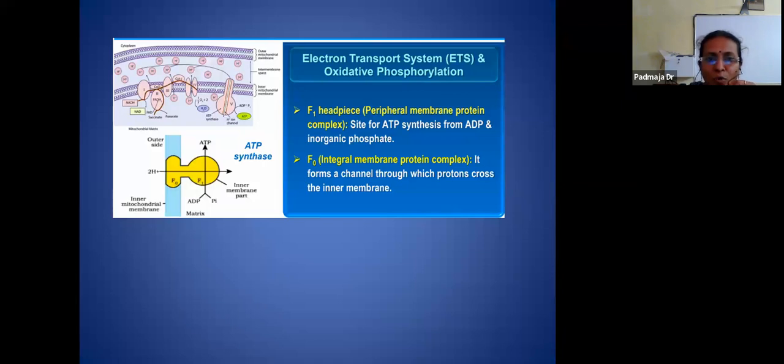The concentration is more. In order to move from the inner mitochondrial space to inside the mitochondria, the membrane is permeable only through this ATP synthase. So the H+ ions can only move through this ATP synthase. While they are moving, this proton gradient is helpful for coupling of this ADP plus Pi to form the ATP.